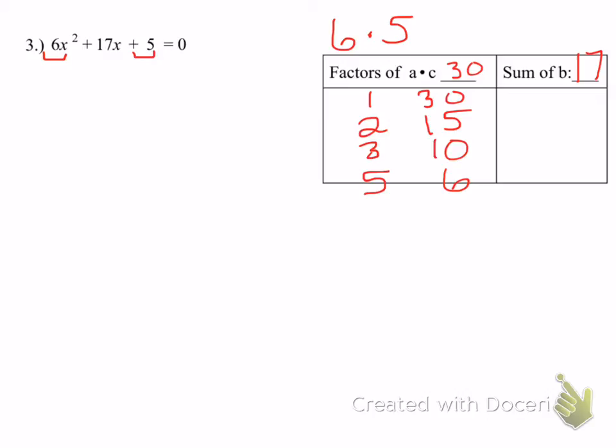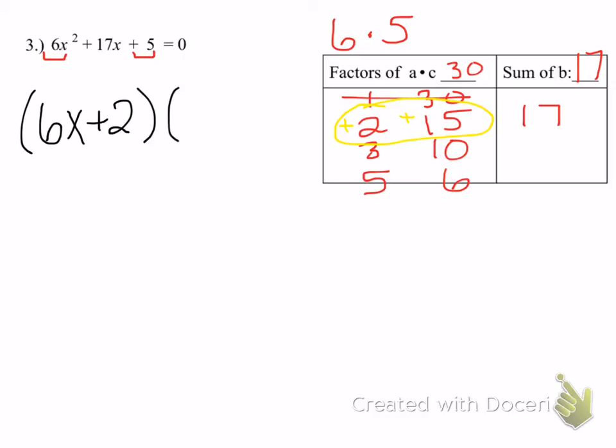Well, is 1 and 30 going to give me 17? No, it's not. What about 2 and 15? Yes, that is definitely going to give me 17. And we can see that both of these numbers are going to be positive. So when I enter my answer, I'm going to start my factor with 6x. And my first one I'll add 2. And my second one I'll still start with 6x, but I'll add 15.